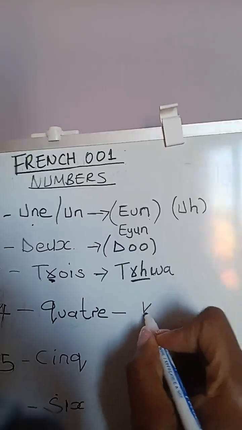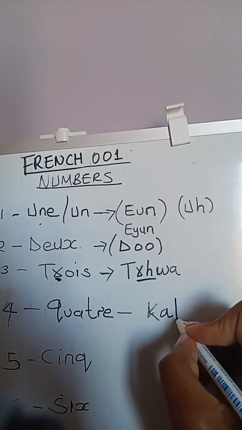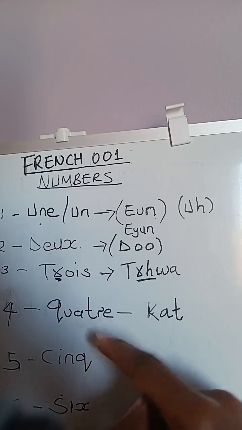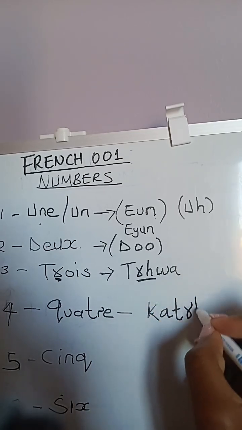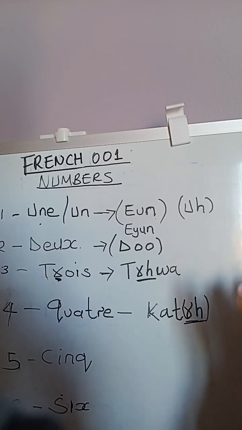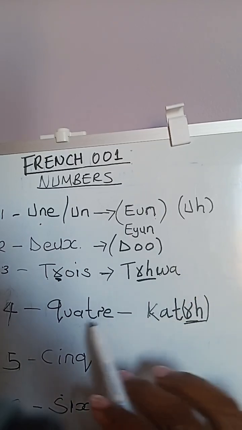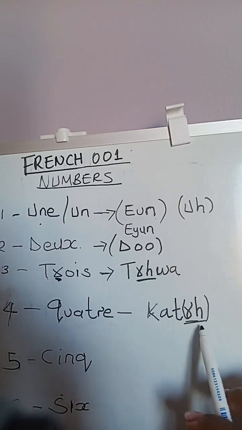So this is how we're gonna read it. Ka, T. Then we have the R. Quatre. I try putting this so you can put an emphasis on the R. Okay? Quatre.